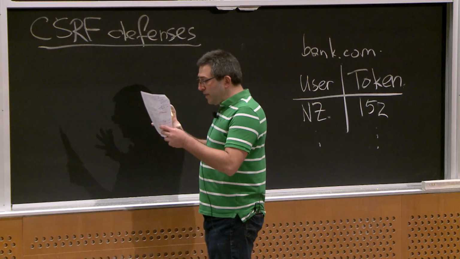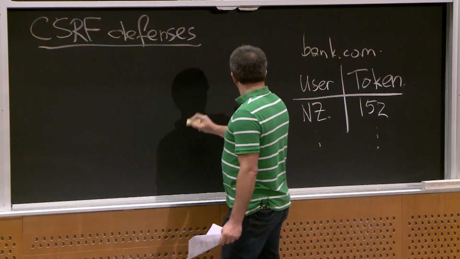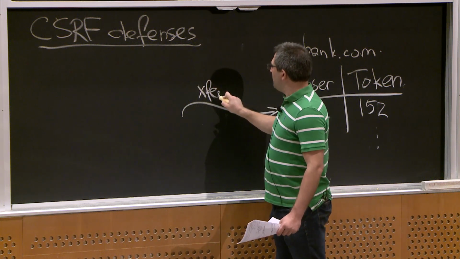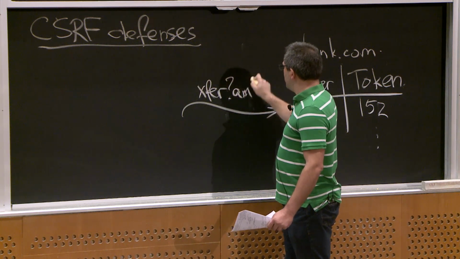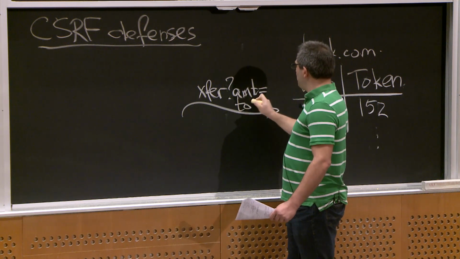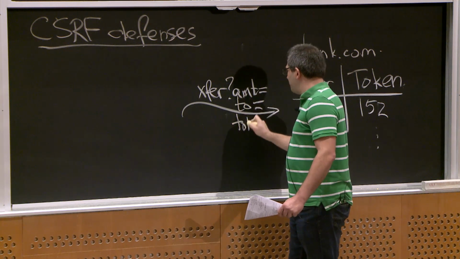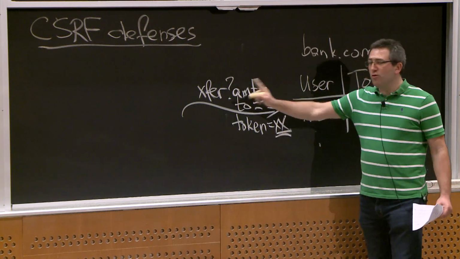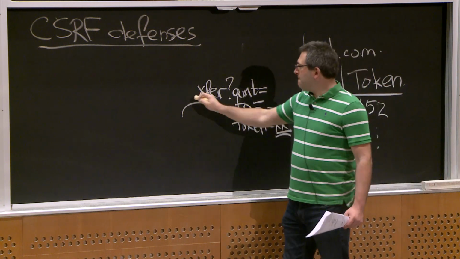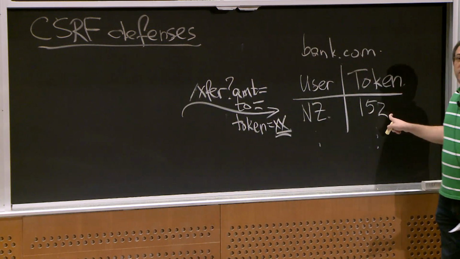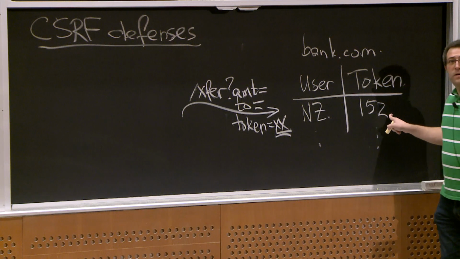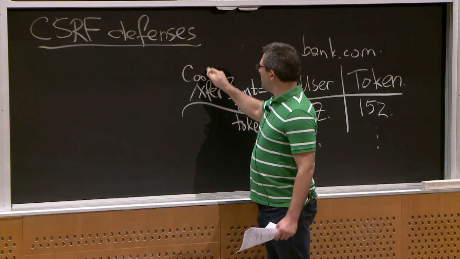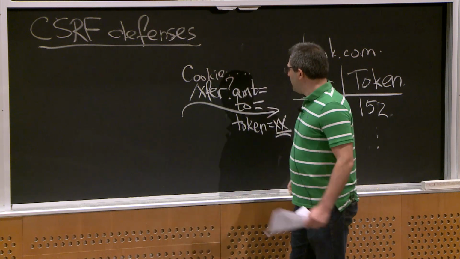And then the rules are going to be that the request, in order to transfer money, has to be XFR like before. You need an amount and a to field, and you need to specify this token. And this token value specified in the request to transfer money better be exactly the token that's stored in this table for the particular user whose cookie is attached. So it's the XFR request and the cookies sent along and all this stuff.